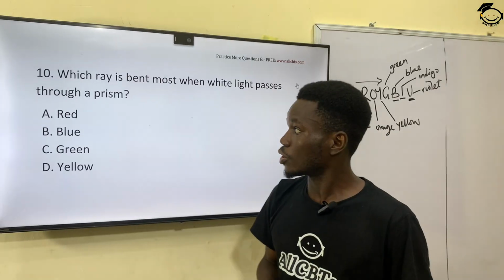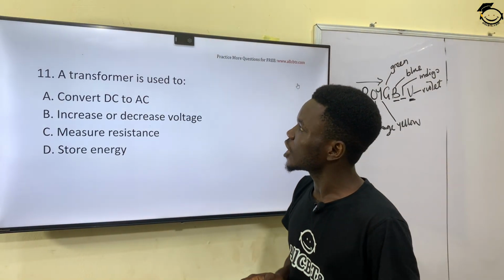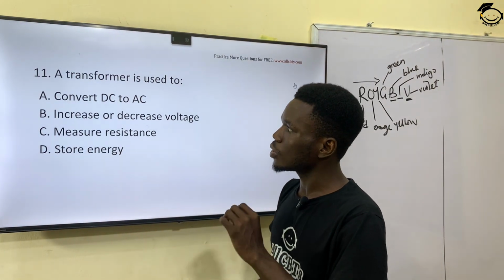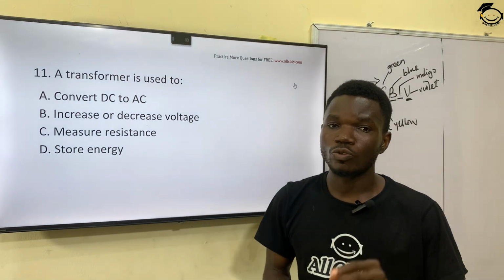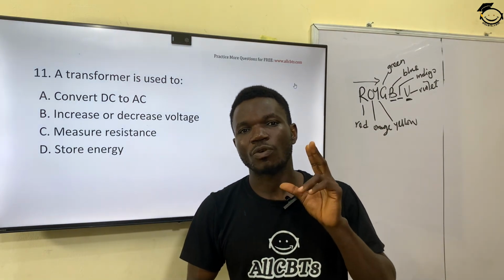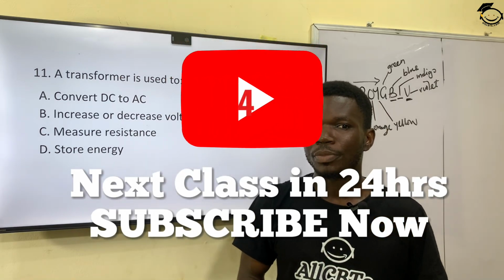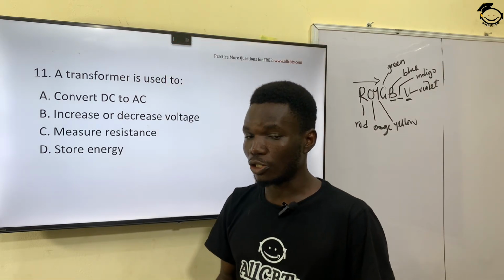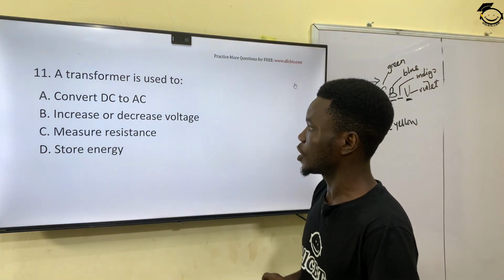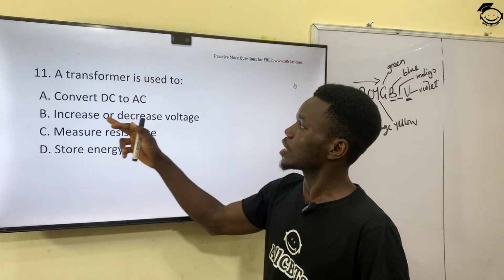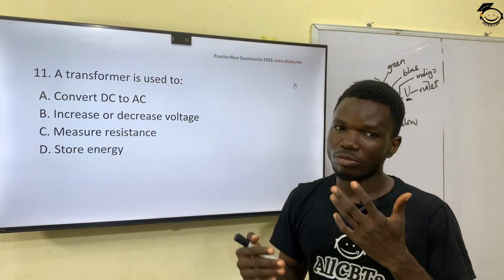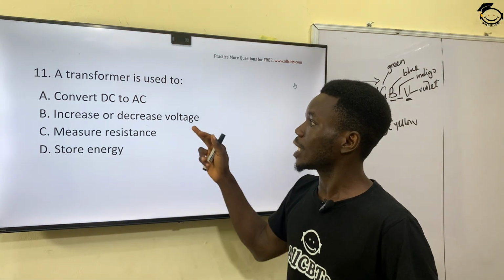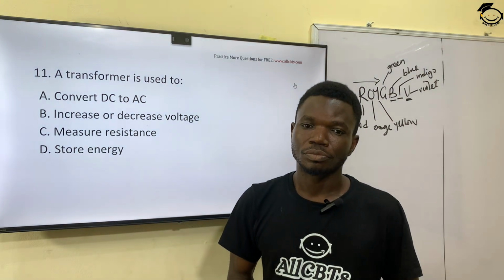So that takes us to question number 11, which says, a transformer is used to dash. Now, a transformer can be in two forms. It can either be a step-up transformer or a step-down transformer. So transformers are generally used to increase or decrease voltage. So the correct answer to this question is increase or decrease the voltage. A step-up transformer increases the voltage, while a step-down transformer reduces the voltage. So the correct answer here is option B.